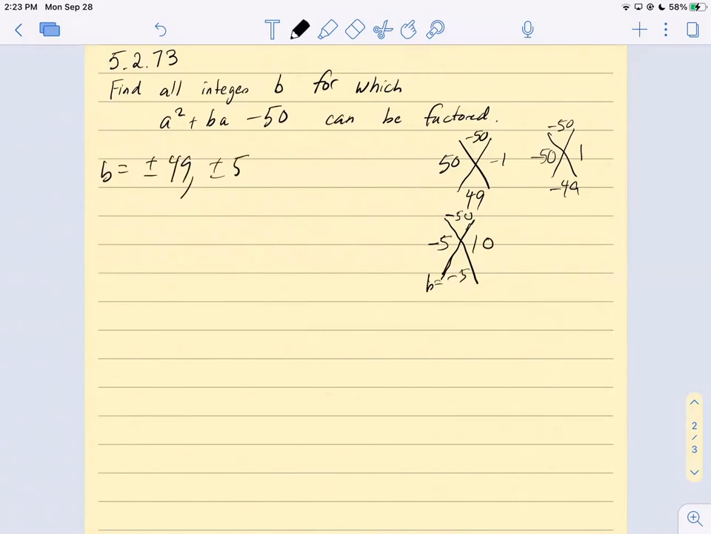And is there one more that's also useful? 25 and 2. So 25 and 2, so we can do, let's say, minus 2. That would be plus or minus. The last value would be plus or minus 12. Excellent. So there are 6 different possibilities for b that can factor. And I like these problems that force you to think about the X method and factoring.